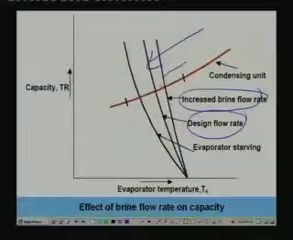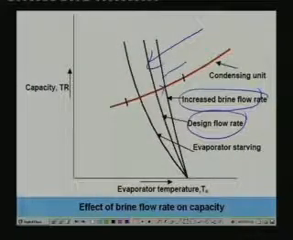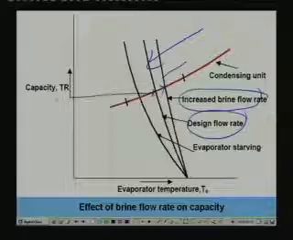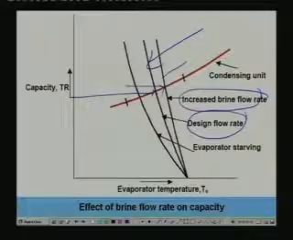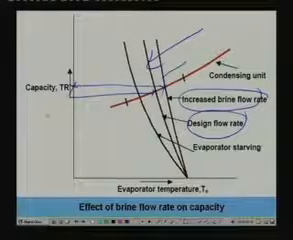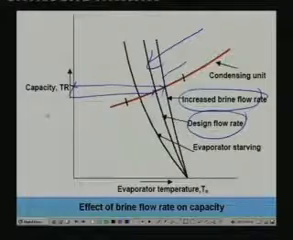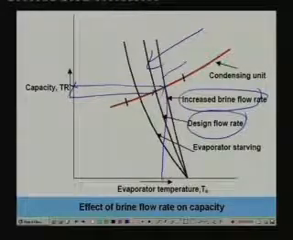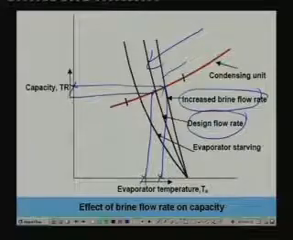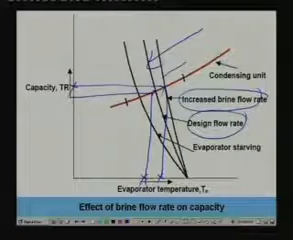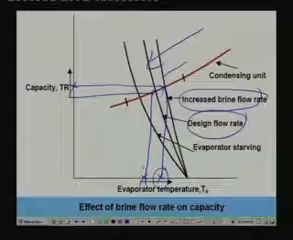Then now the system will be balanced at a higher capacity, right. So, that is what has happened here. This is the balanced design point capacity, and at increased brine flow rate, this is the capacity. But along with the capacity, the temperature also increased. If this is the design temperature, since the brine flow rate has increased, the balanced evaporator temperature also increased.